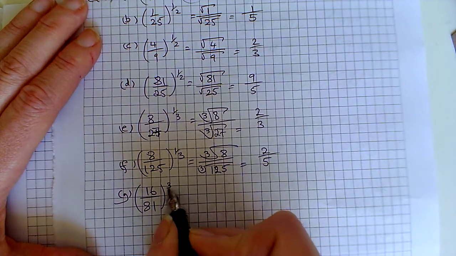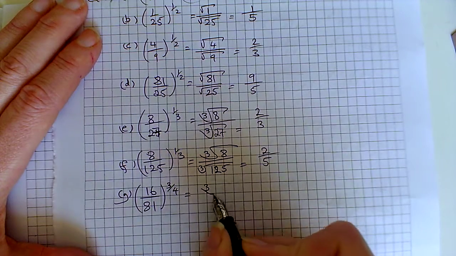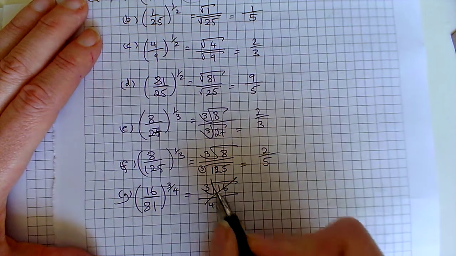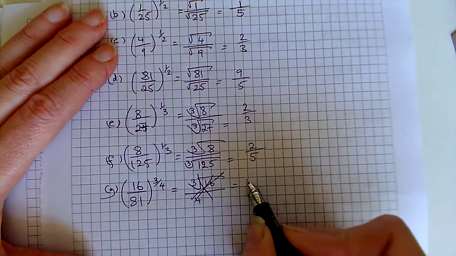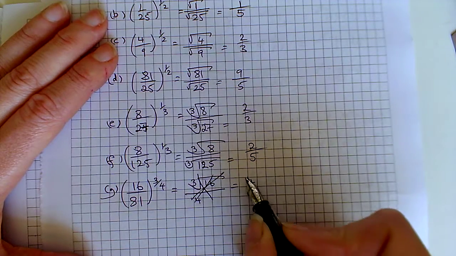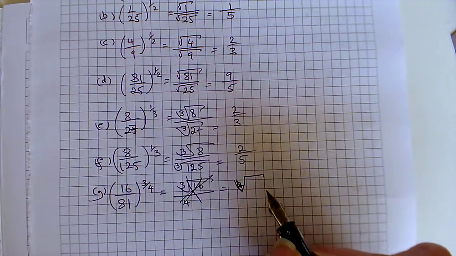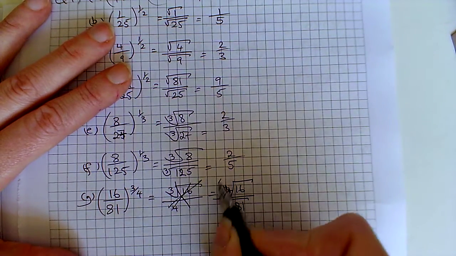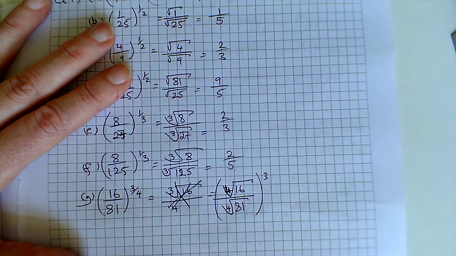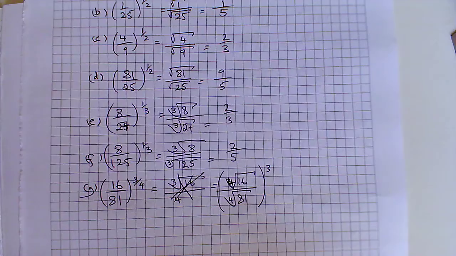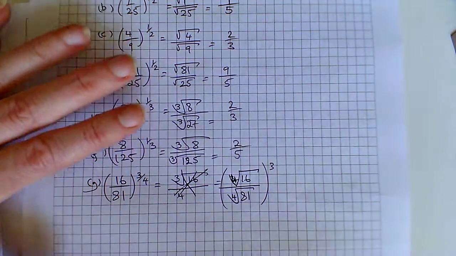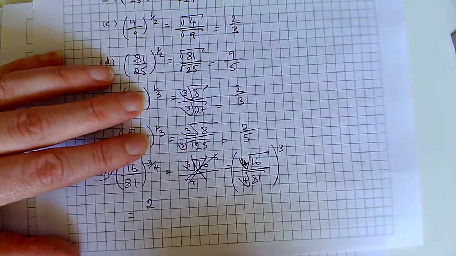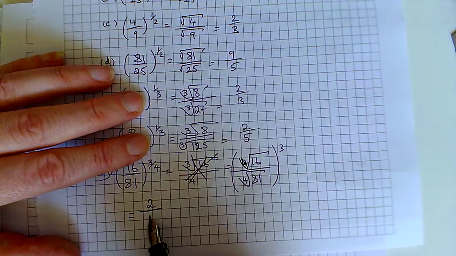Part G, 16 over 81 to the power of 3/4. That's the cube root of 16 over the fourth. Sorry, that's my bad there. That is the fourth root, it's the bottom number, I keep making the same mistake. The fourth root of 16 over the fourth root of 81, and then I'm going to cube my answer. Okay, fourth root of 16. I haven't told you to learn off the fourth roots. You might know this one, but if you don't, you can use your calculator. The fourth root of 16 is 2. The fourth root of 81 is 3.